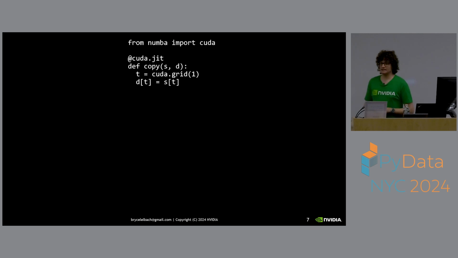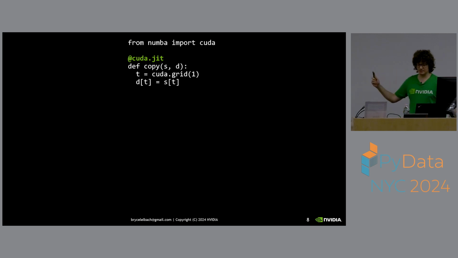So what exactly is a GPU kernel? A GPU kernel is a function that is run by many threads at the same time. So let's go ahead and write our first one, which will just copy elements between two different arrays. With Numba CUDA, we must decorate our functions with cuda.jit to use them as kernels.